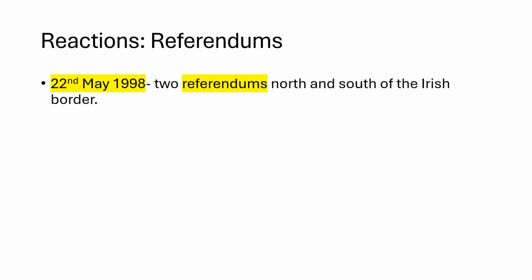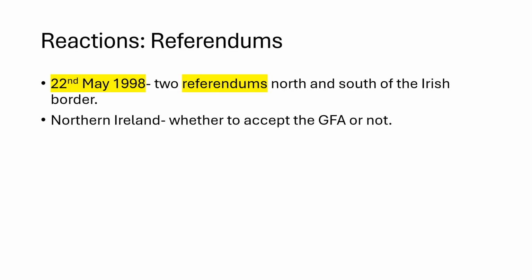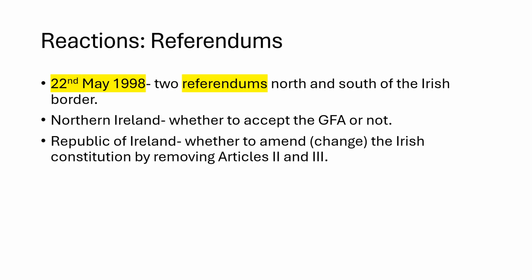So on the 22nd of May 1998, two referendums were held north and south of the Irish border. In Northern Ireland, it's just simple: do we accept the Good Friday Agreement, yes or no? In the Republic of Ireland, their vote is not on the Good Friday Agreement itself. It's on whether or not they should agree to the Irish government's promise to amend or change the Irish Constitution to remove Articles 2 and 3. So the Irish government have said, of course, as we know in the agreement, we will get rid of Articles 2 and 3, laying claim to Northern Ireland as Irish soil, but they need to get the support of the people in the Republic of Ireland in order to actually do that legally.